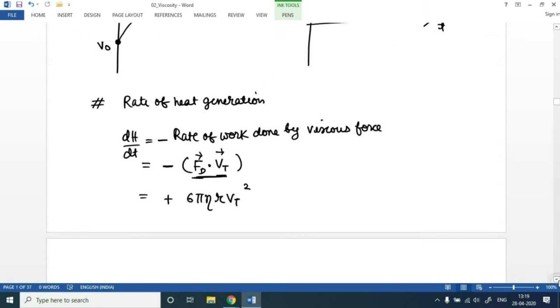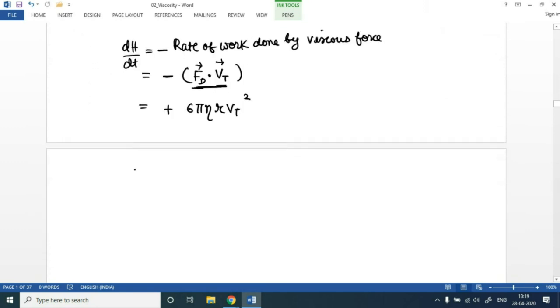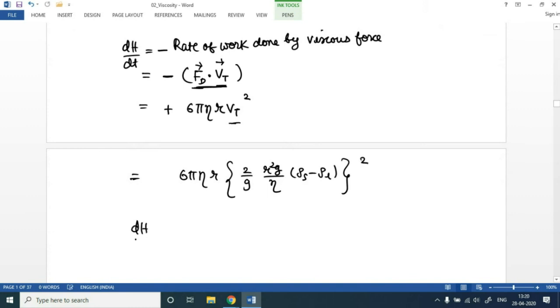Now you must look more closely here, because we already know the expression for Vt. So let's substitute that value. 6 pi eta r, and the expression for terminal velocity was 2 by 9 r square g by eta into rho s minus rho l, and this is the Vt square term. Now you should realize the important thing, like this is important for mains, where a simple formula based question might be asked.